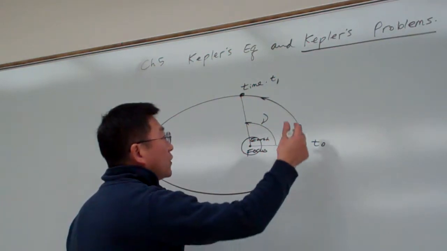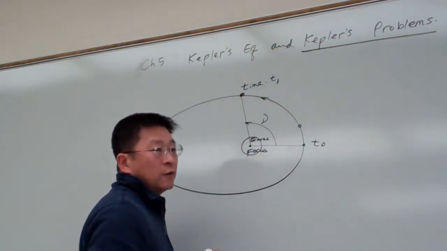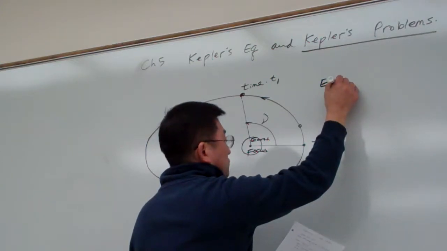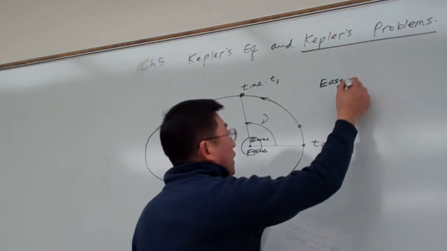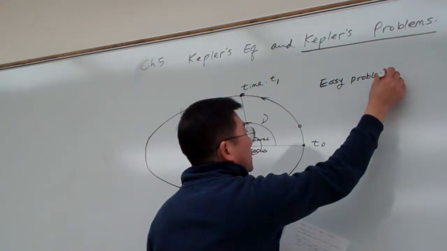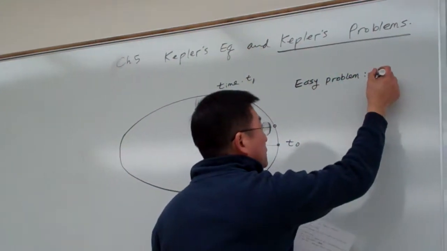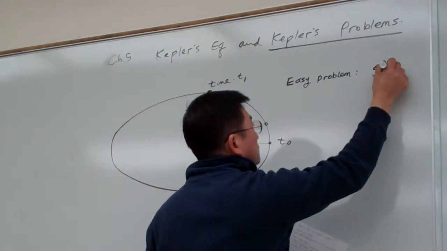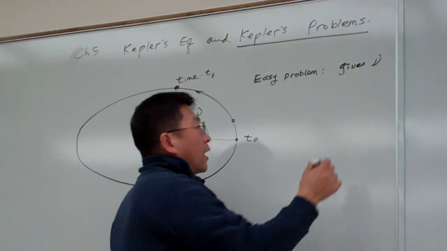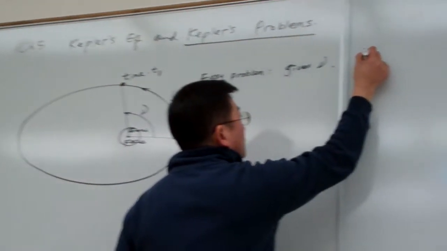In this way, the Kepler problem has two aspects. The easy problem of the Kepler's is this: we are given the true anomaly and we find time.